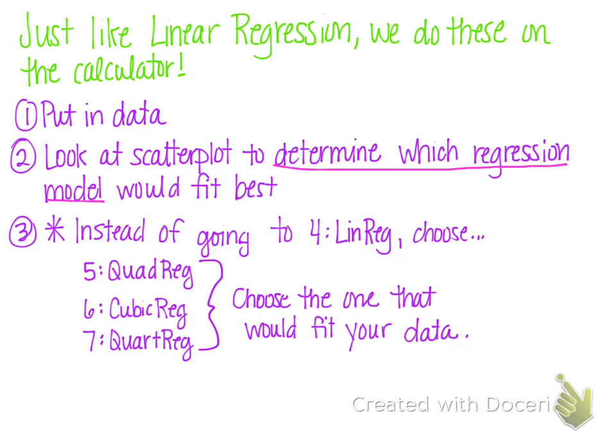And then number 3 said, instead of going to lin reg, now if you go to Stat over to Calc, there's actually these 3 choices. 5 is QuadReg, which means quadratic regression. 6 is CubicReg, which is cubic regression. And 7 is QuartReg, which is quartic regression. So we're going to choose the one that would fit our data, and it's going to spit out those constants, those letters in front of our variables. It's going to spit out those numbers for us so we can write our regression model, just like before.